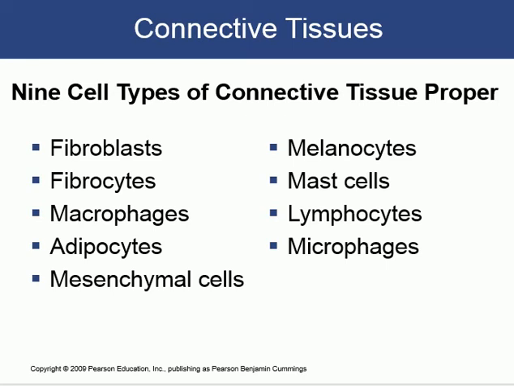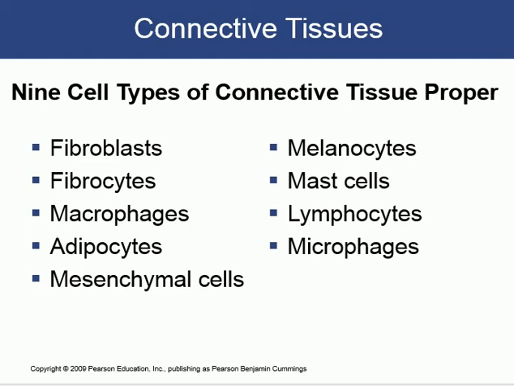Melanocytes produce melanin. Mast cells produce the two H's, and so do the basophils. Lymphocytes, immune. Macrophages and microphages, eaters. What makes the macrophage? What makes the microphage? I actually can summarize everything in this slide right here. Okay? Fibroblasts make the substance and the fibers. Fibrocytes maintain. Macrophage and microphage, both of them are eaters. Macrophages come from the monocyte. Microphages come from the neutrophils and eosinophils.